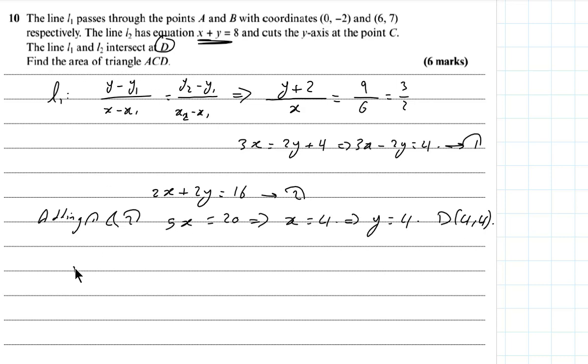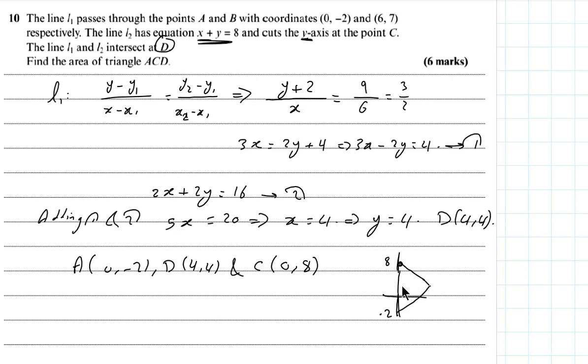Now to get the area of triangle ACD, we want to know the coordinates of A, which is (0, -2), and coordinate of D, which is (4, 4). Finally, coordinates of C, the y-intercept of the line x + y = 8, which is of course (0, 8). Very good. If we imagine this triangle, from above here we have (0, 8), and from below here we have (0, -2), and then (4, 4), like this.